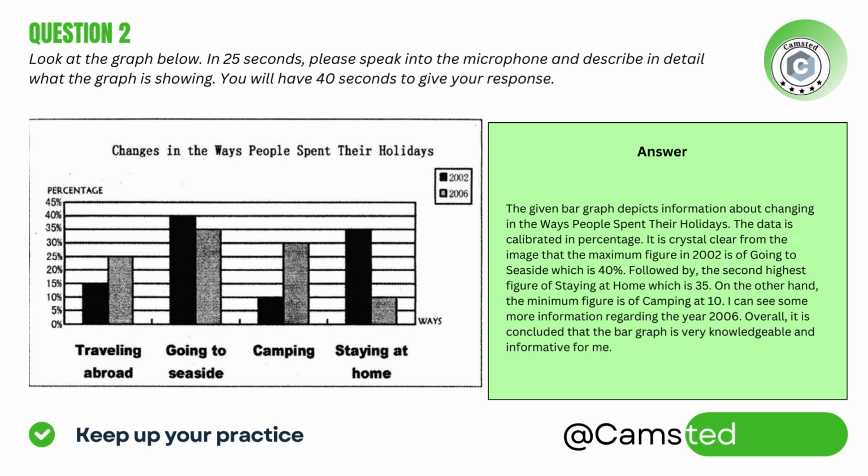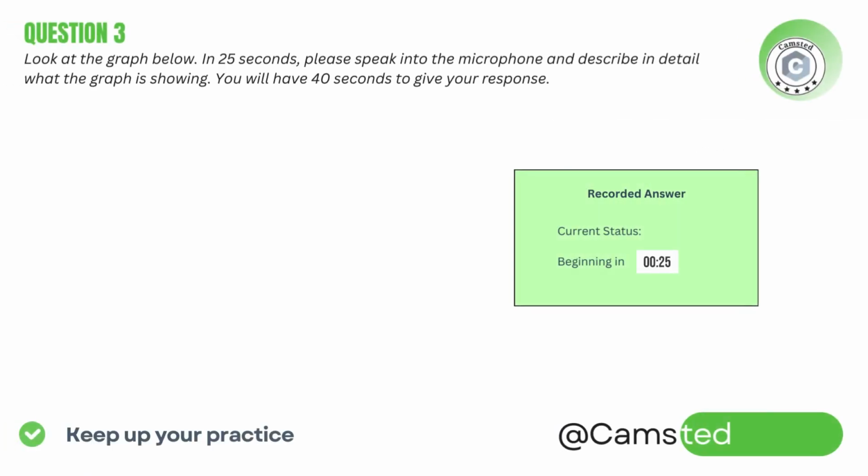On the other hand, the minimum figure is of camping at 10%. I can see some more information regarding the year 2006. Overall, it is concluded that the bar graph is very knowledgeable and informative for me.